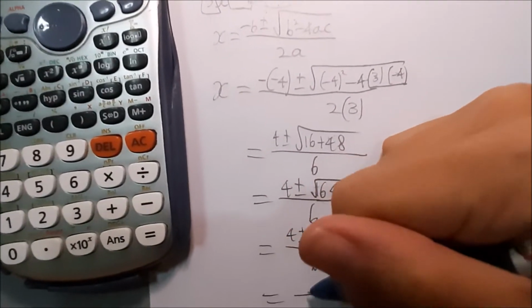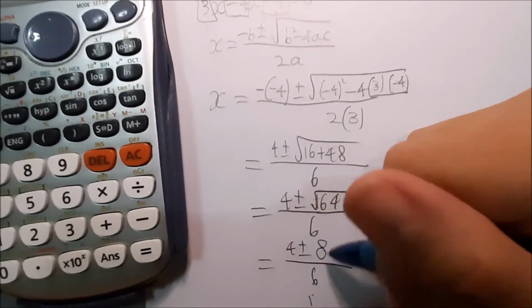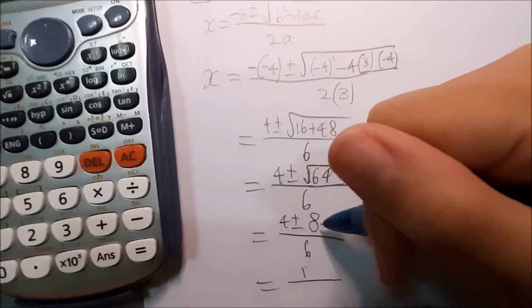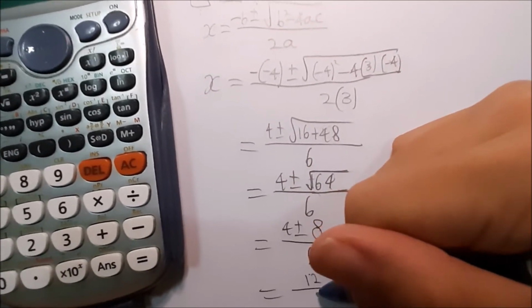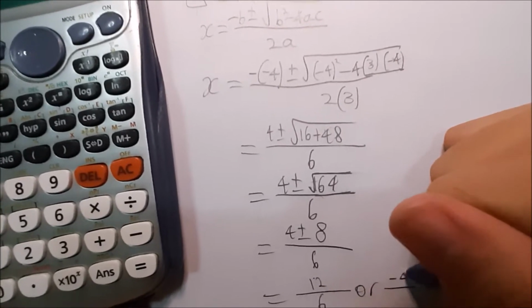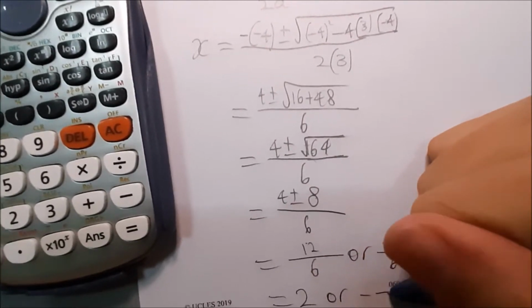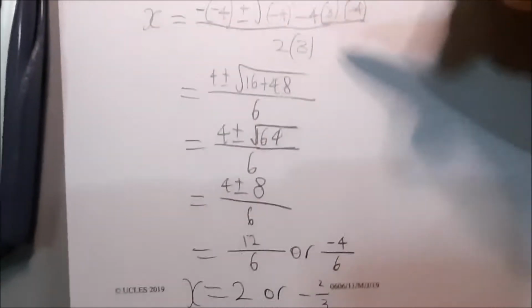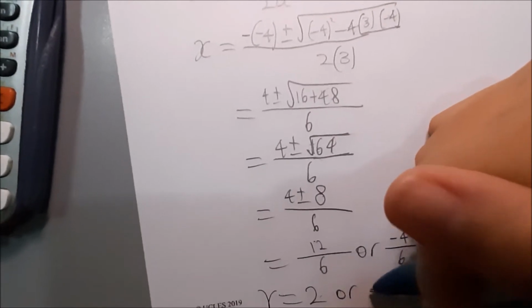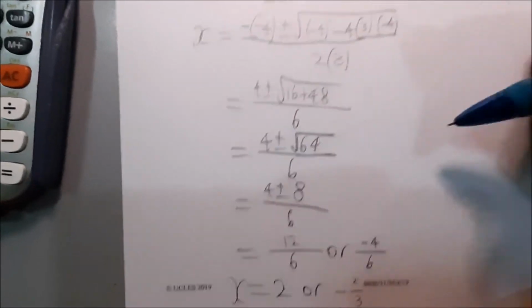So this is 4 plus minus 8 over 6. So 4 plus 8 is 12 over 6, or 4 minus 8 is minus 4 over 6. So it is 2 or minus 2 over 3. So these are their x values. The x values of P and Q: for Q it is 2, and for P it is minus 2 over 3.